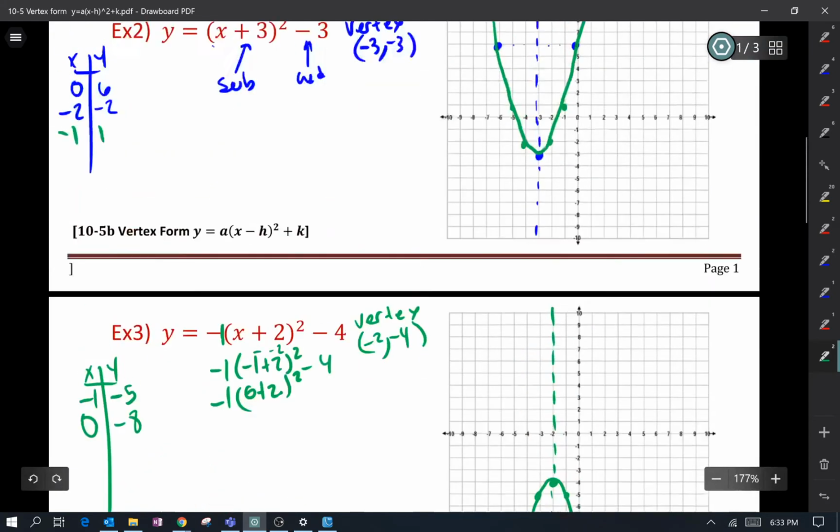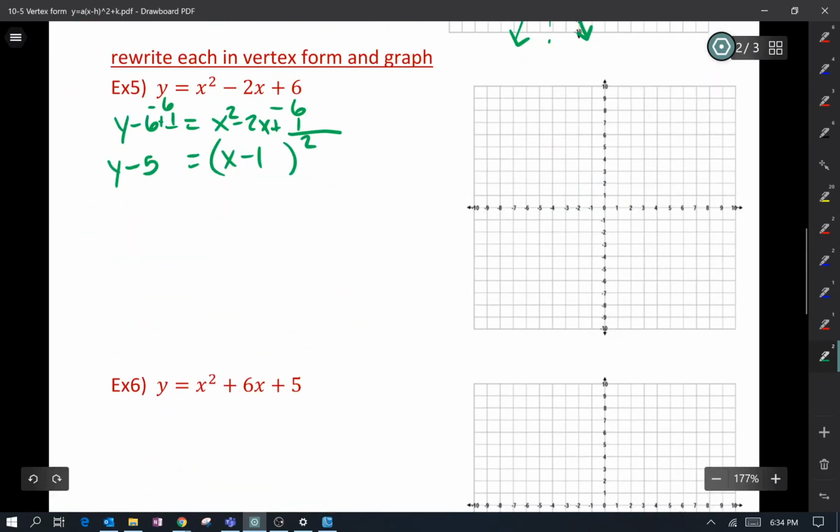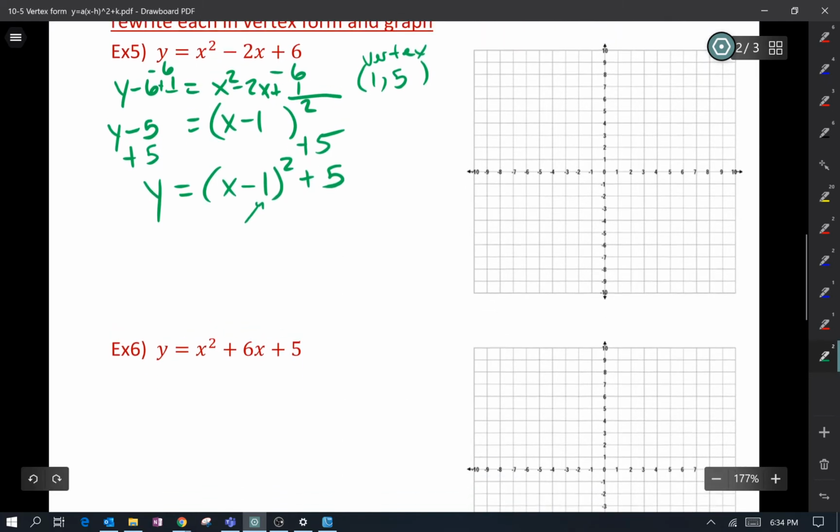Now, I'm really close to looking like vertex form, right? All I have to do is get the y by itself, and have something at the end. So what do I need to do? I need to bring the 5 back over. So what I end up with is y equals x minus 1 squared plus 5. And that is in vertex form, right? So where's the vertex? The vertex is at 1, 5, because I'm subtracting 1 and I'm adding 5, so 1, 5. So 1, 5 is here.